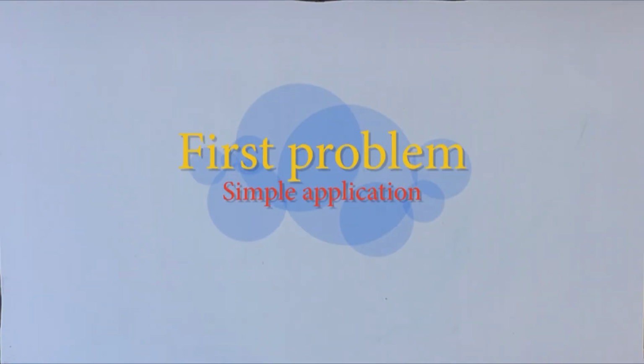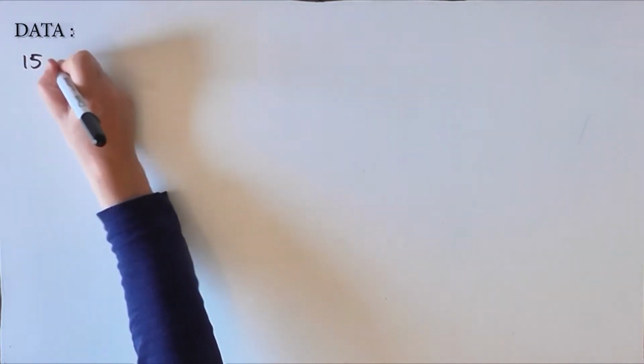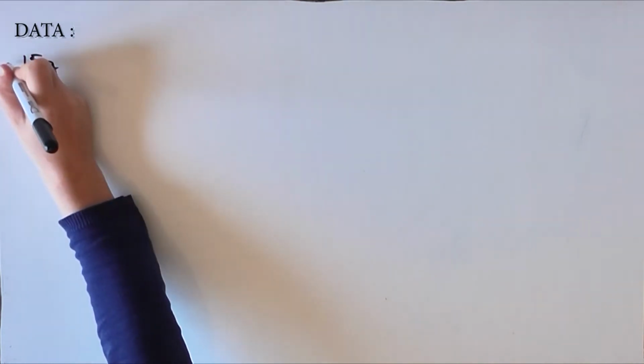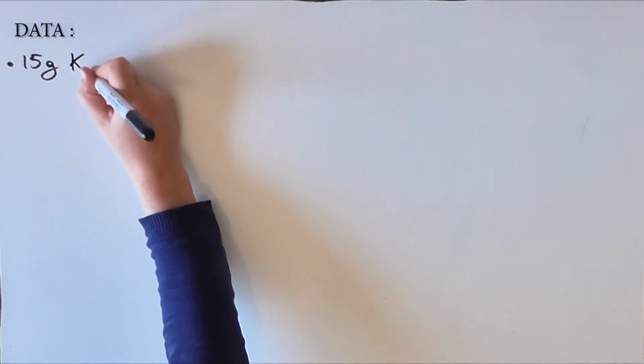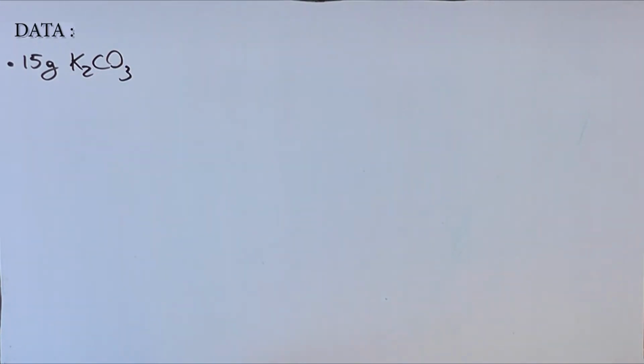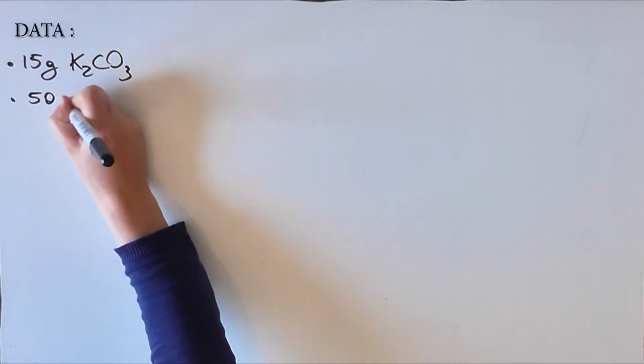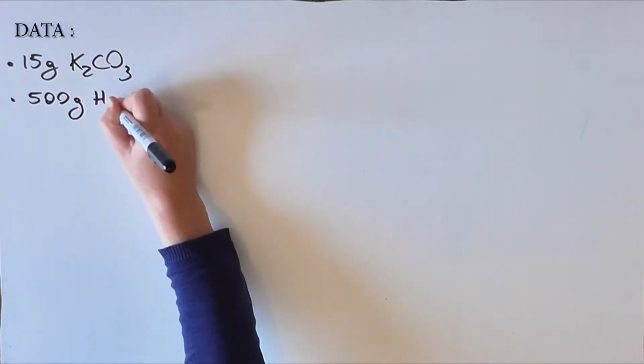Let's start with the first problem, which is an application, so it's very simple. Let's start with the data. We have 15 grams of potassium carbonate. Let's write it. And this potassium carbonate was dissolved in 500 grams of water, so we have also 500 grams of water.